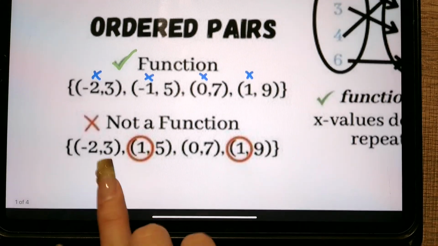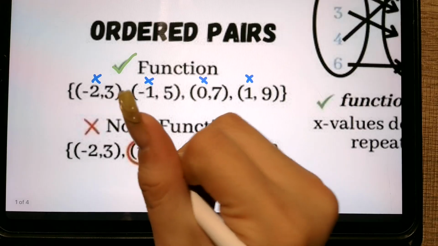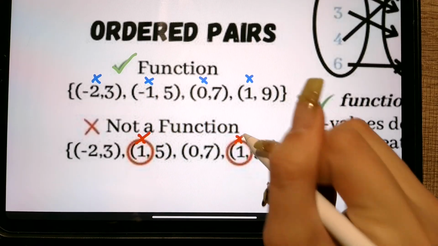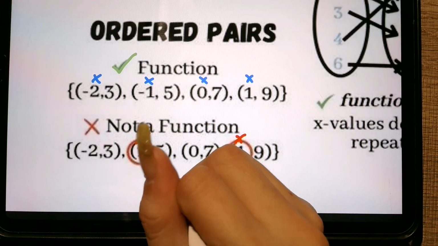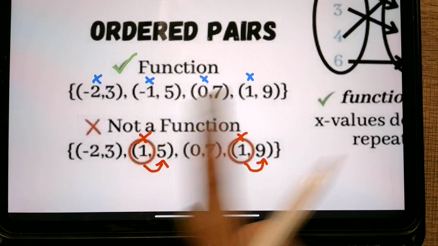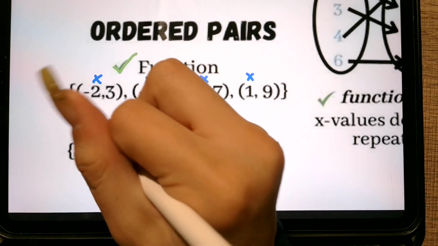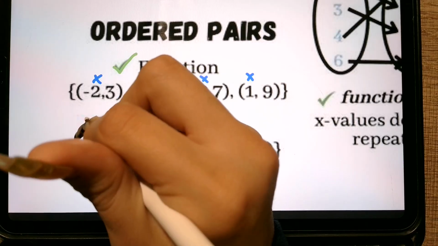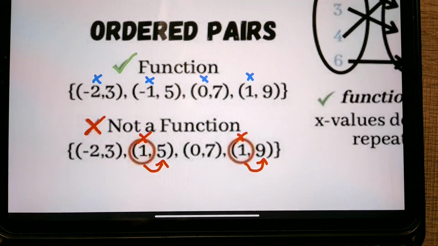But then when I look here, I see that this x gets repeated. And here it's outputting a 5, while here it is outputting a 9. So this is not a function. Okay?